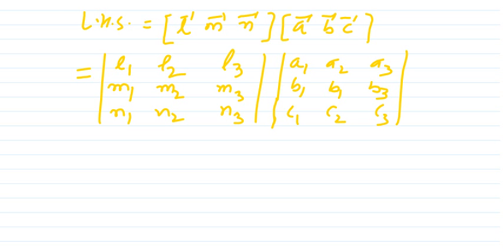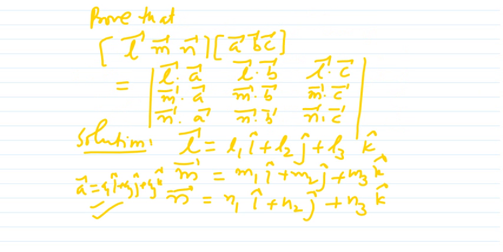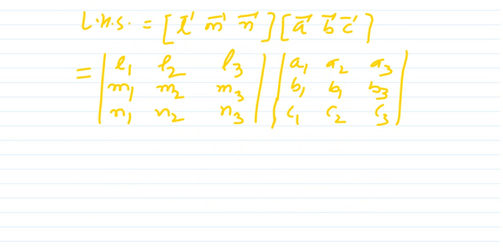We have to prove this one. So look at this part: L dot A, L dot B, L dot C. We need the first row to be the dot product of L with the three vectors A, B, and C. This can be possible if we take the multiplication of the determinants by row by row multiplication.